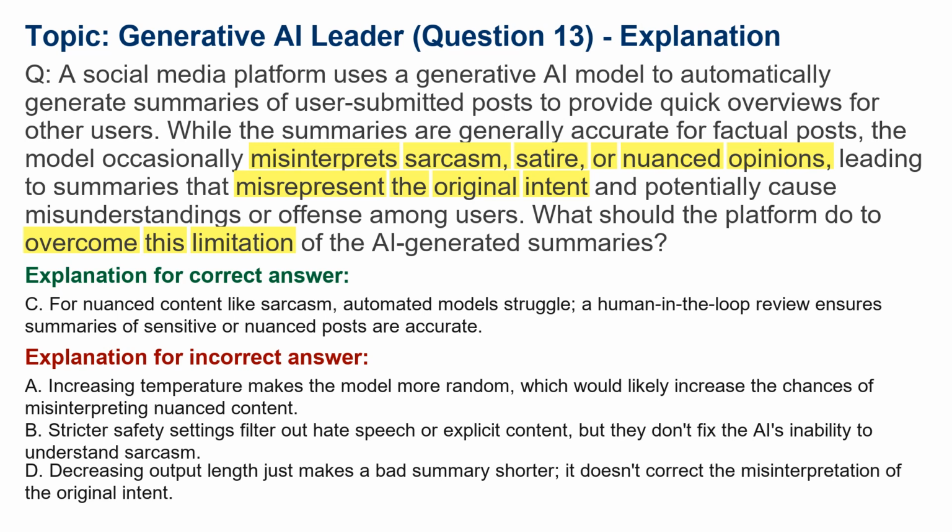Why are the others incorrect? A. Increasing temperature makes the model more random, which would likely increase the chances of misinterpreting nuanced content. B. Stricter safety settings filter out hate speech or explicit content, but they don't fix the AI's inability to understand sarcasm. D. Decreasing output length just makes a bad summary shorter, it doesn't correct the misinterpretation of the original intent.